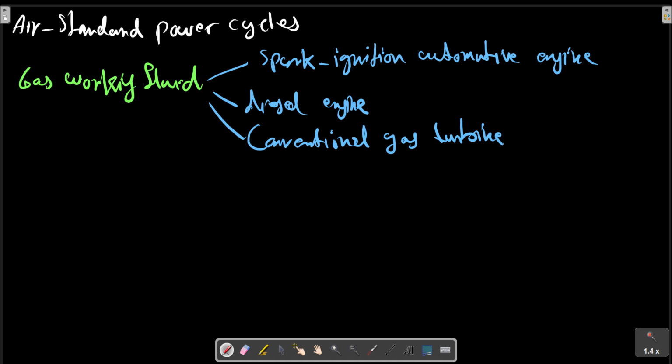In all these engines, there is a change in the composition of the working fluid, because during combustion it changes from air and fuel to combustion products. For this reason, these engines are called internal combustion engines.